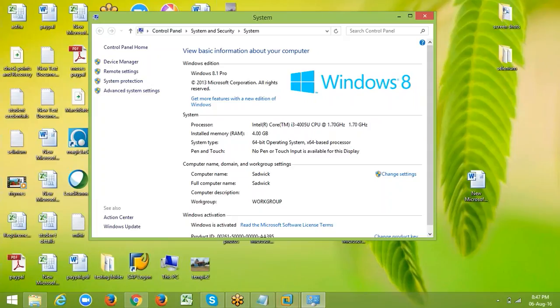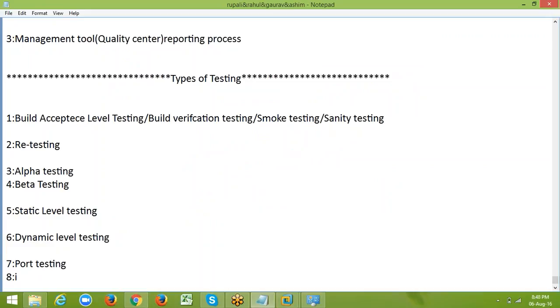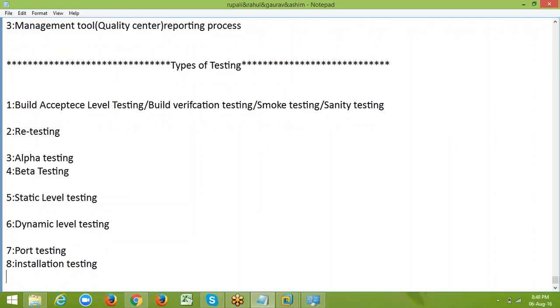And after that, installation testing means what? Installation testing means they are doing some mock installations. Mock installations means, for example, yeah, they are doing some mock installations. Mock installations means what they are doing. Here it is. Observe. Mock installations means, for example, okay.